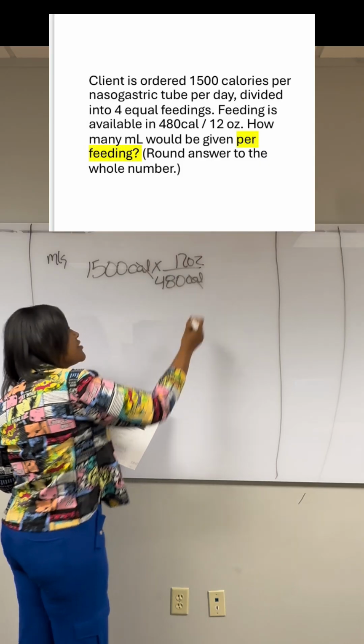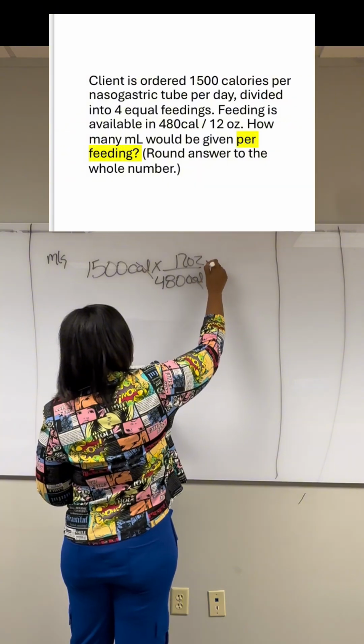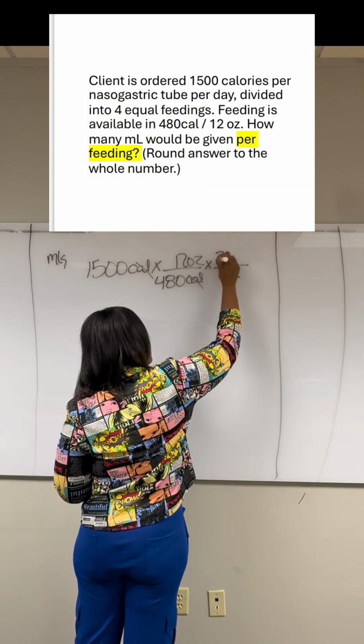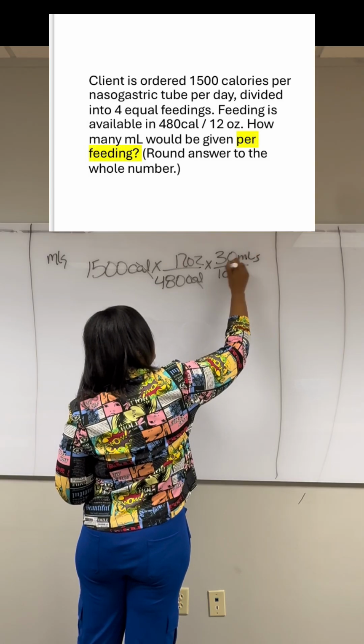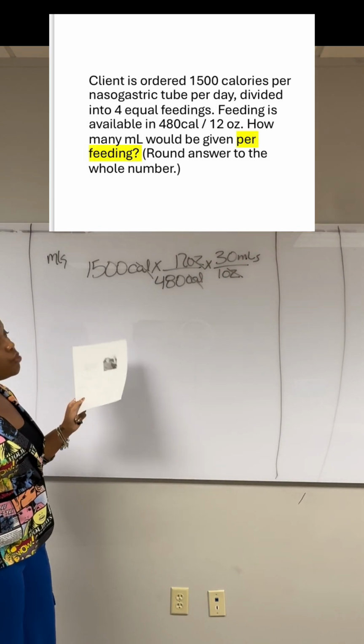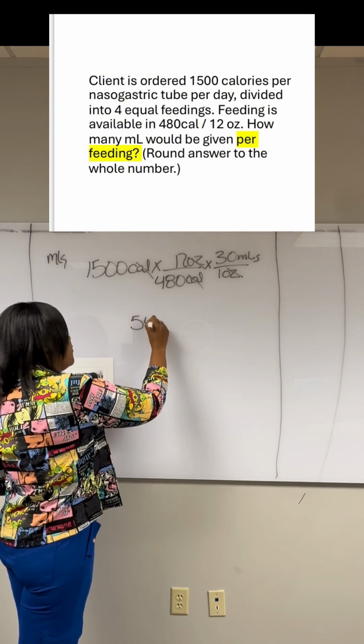So calories cancel out, we're left with ounces, but our answer needs to be in mLs. So we know 1 ounce is 30 mLs. So we're going to multiply 1,500 times 12 times 30, and we're going to get 540,000.